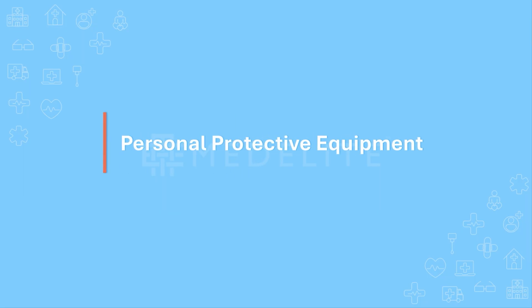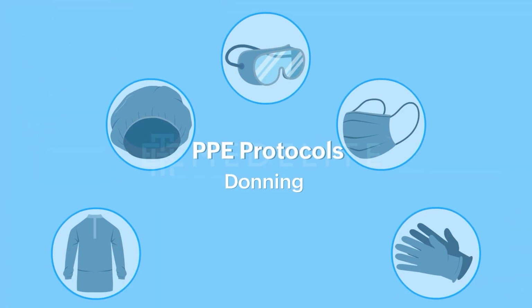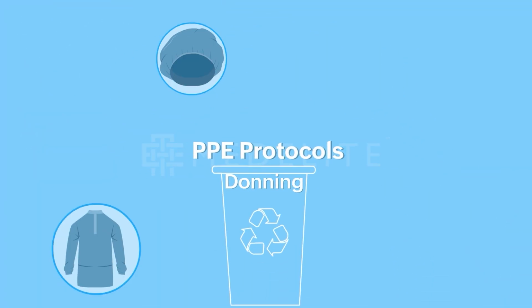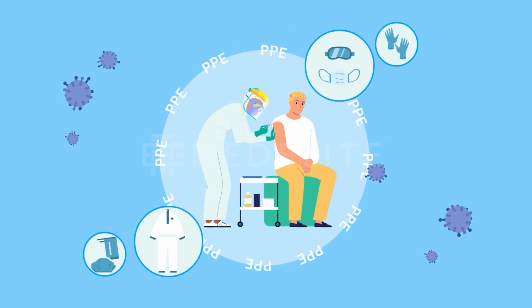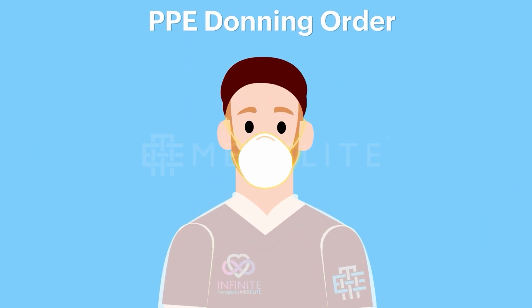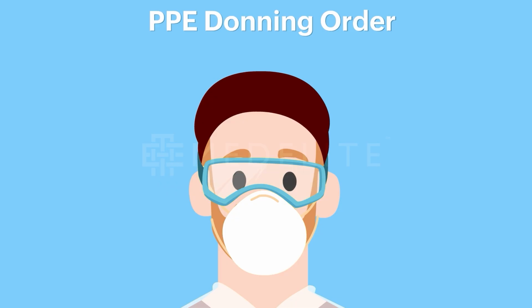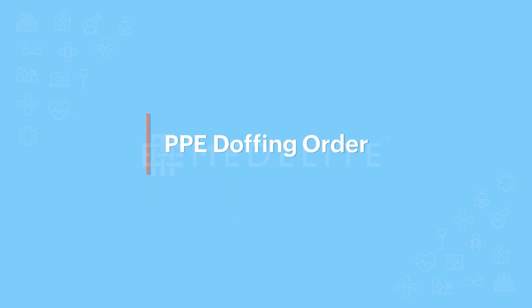Personal protective equipment. PPE protocols. Putting on, or donning, and taking off, or doffing, of personal protective equipment is essential to prevent cross-contamination. PPE donning order. First, put on your gown, then your mask or respirator, followed by your goggles or face shield, and finally, your gloves.